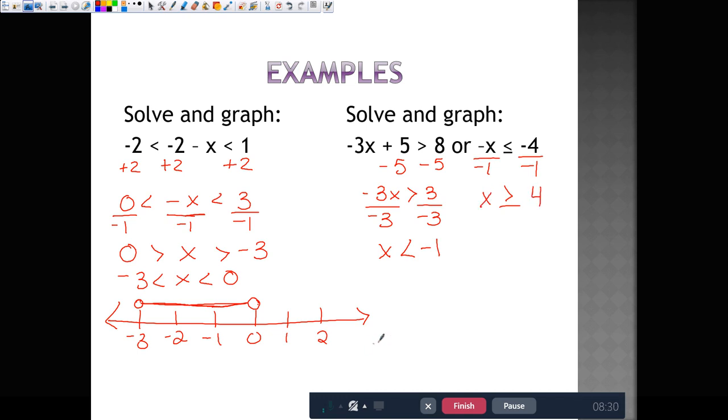So drawing my number line. So we have an open circle at negative 1, and it's less than, so it's going in that direction. And then a closed circle at 4, and it's greater than, so it's going in that direction.